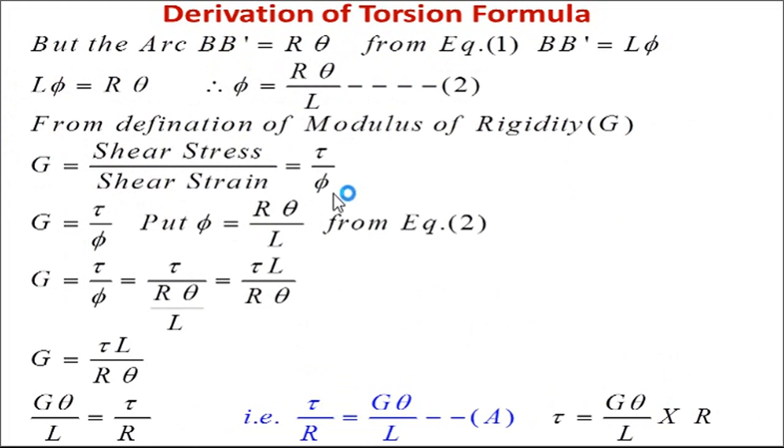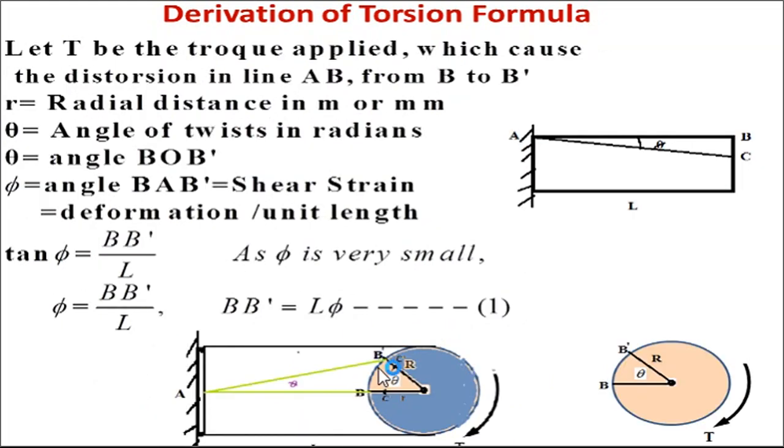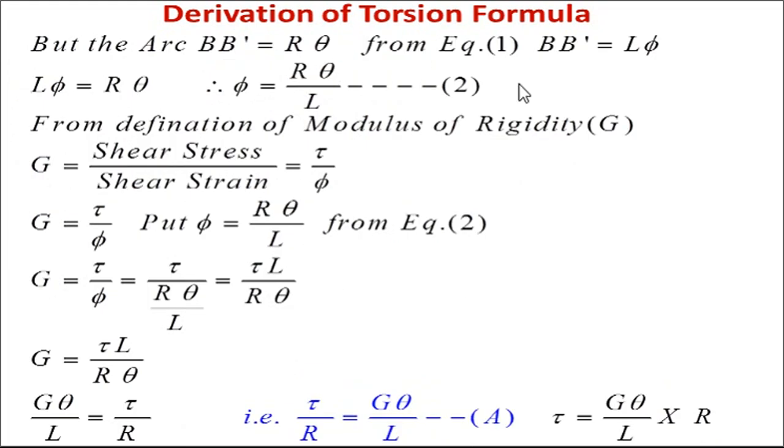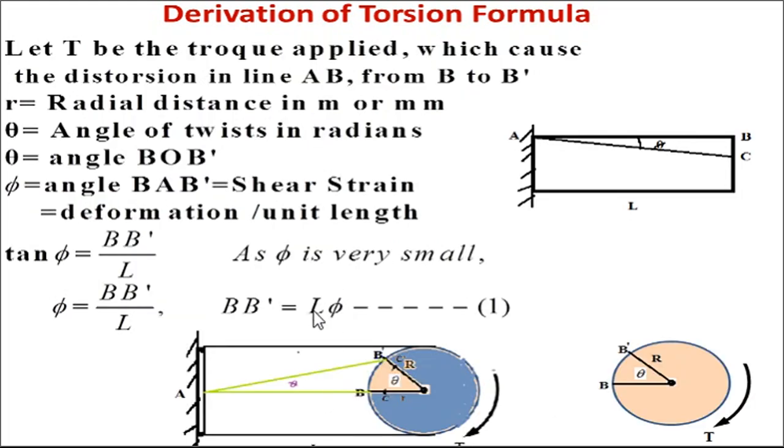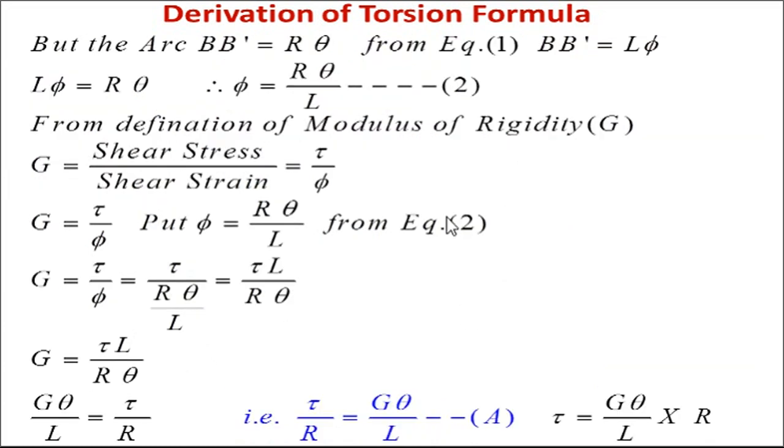But the arc BB dash is equal to R theta. You know that the arc length is normally calculated by R into theta. So the length of this arc is R into theta. From equation 1, BB dash is equal to L phi. So instead of BB dash, you can use L phi equal to R into theta. Then you can write phi is equal to R theta by L. This is equation number 2.